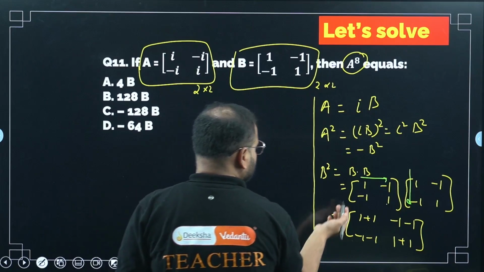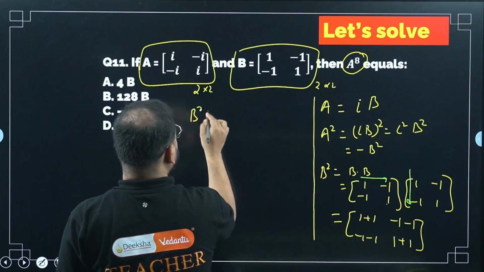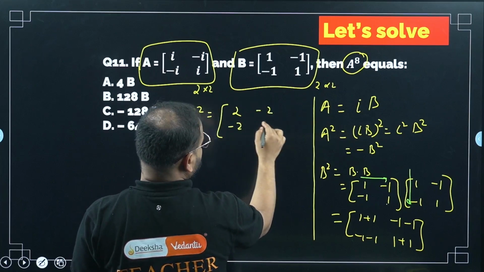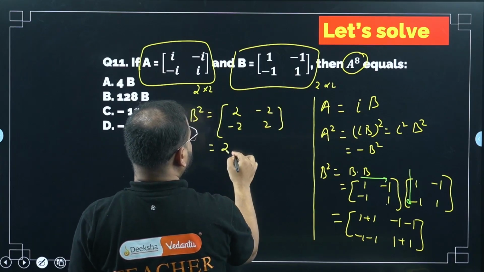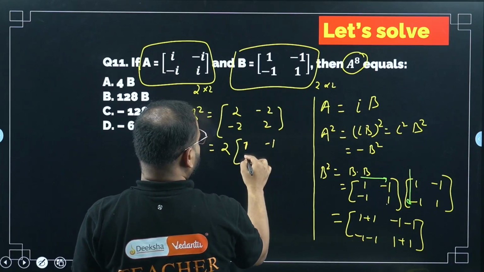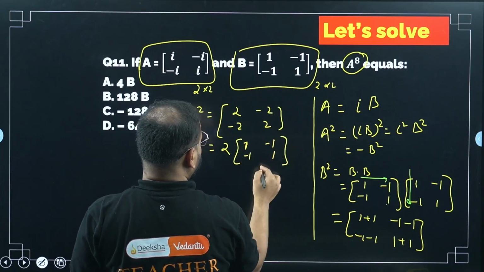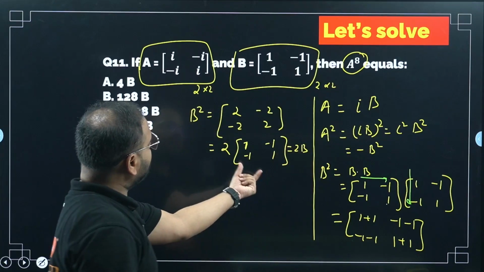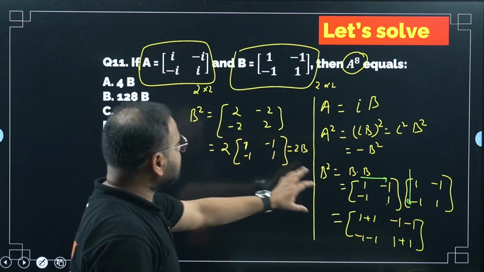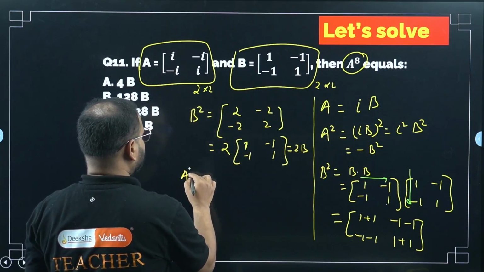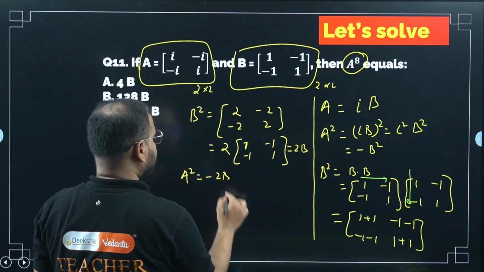So my B square is coming as 2, minus 2, minus 2, 2. So basically I can take 2 common and write it as 1, minus 1, minus 1, 1. So basically what is it? It's 2B, no? This is B only, right? 1, minus 1, minus 1, 1. So basically my B square is 2B. So I can write A square equals minus 2B.